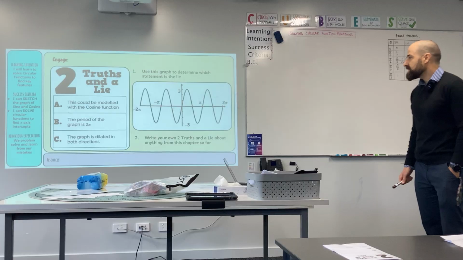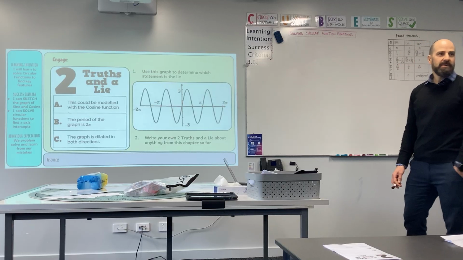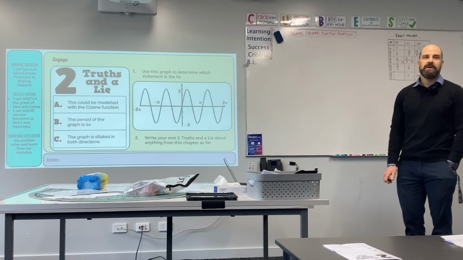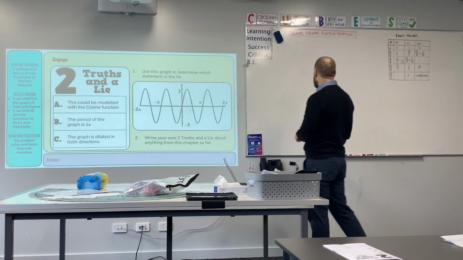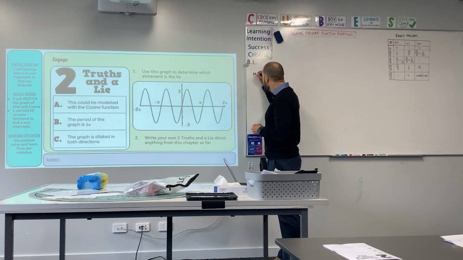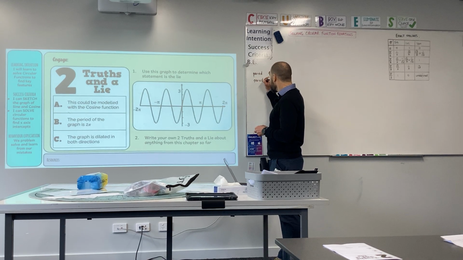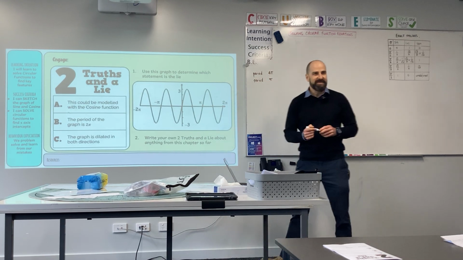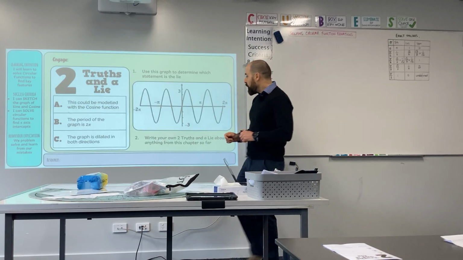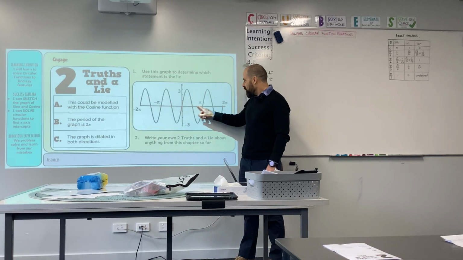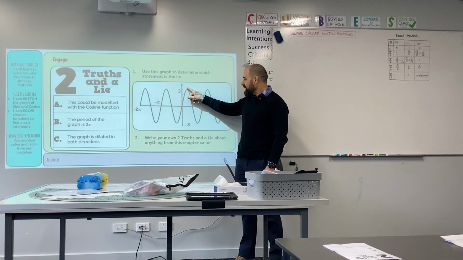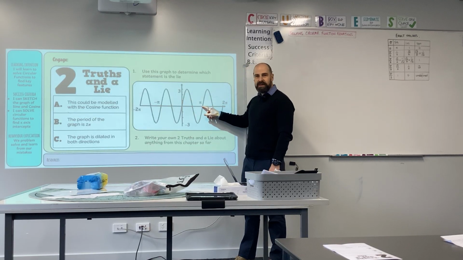Zara? I also think it's B, but I think that the period is pi. Can you tell us why you think the period is pi? Because the same point, like the same point in the, I don't know what you call it, the wave, it's 1 pi everywhere. So the same point when the wave repeats itself after 1 pi.